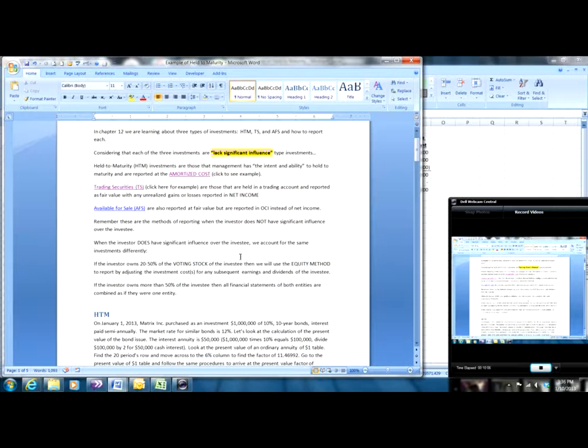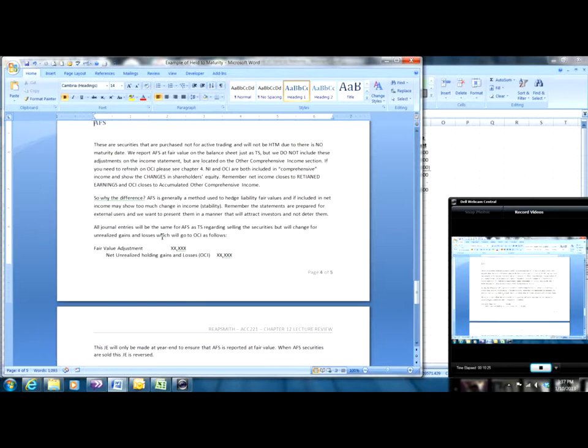Also reported at fair value, but we report this as other comprehensive income instead of net income. Okay, the methods for reporting when the investor does not have significant influence over the investee. So let me go back. Let me go to available for sale first, and then we'll get back to that.